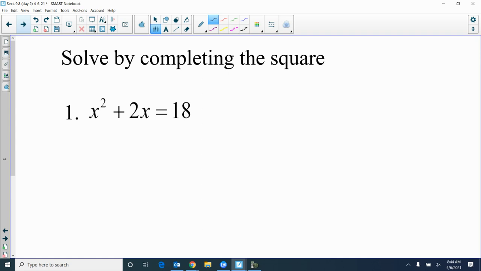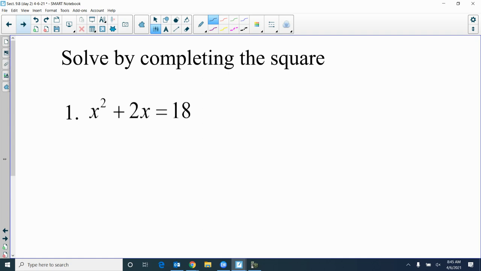What's number 1 say, Zane, on your guided notes? Collect variable terms on one side of the equation and constants on the other. What in the heck does that mean? Sometimes we write things and have no idea what they mean. Constants have no x with them. You isolate the constant on the other side, and anything with an x you keep on the same side.